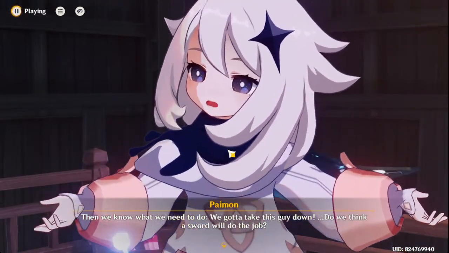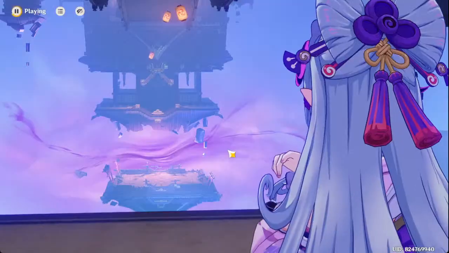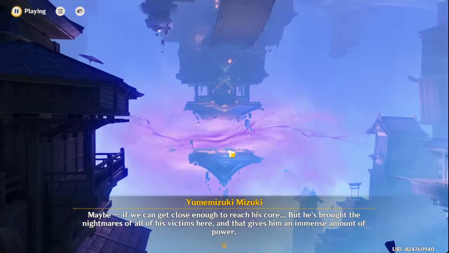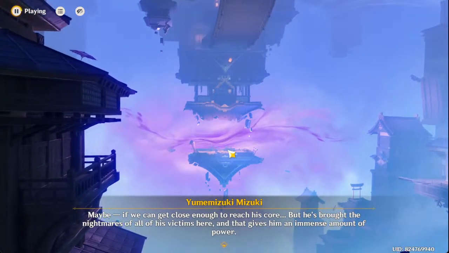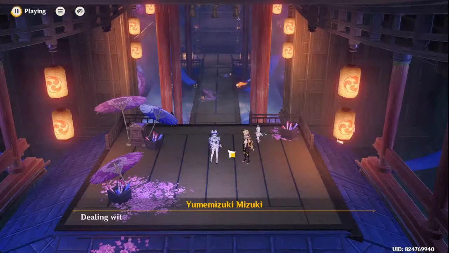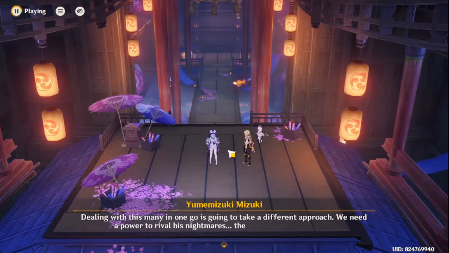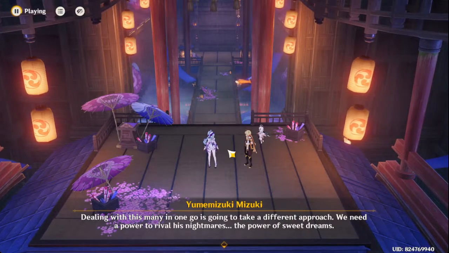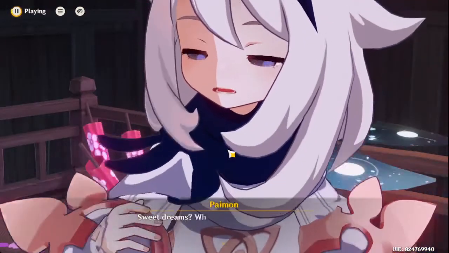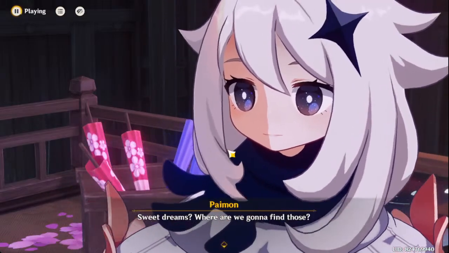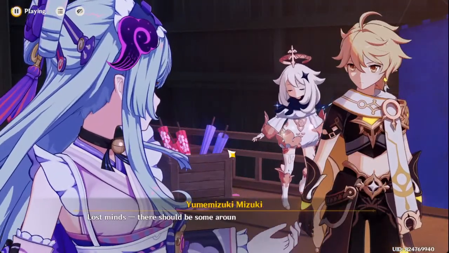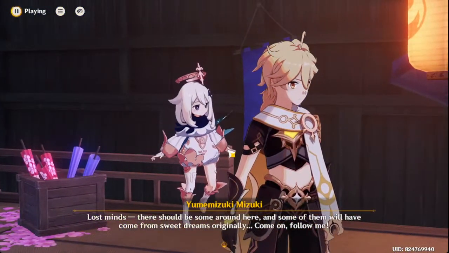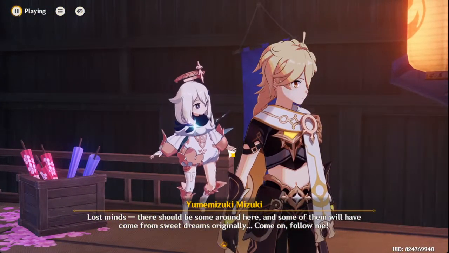Do we think a sword will do the job? Maybe, if we can get close enough to reach his core. But he's brought the nightmares of all his victims here, and that gives him an immense amount of power. Dealing with this many in one go is going to take a different approach. We need a power to rival his nightmares. The power of sweet dreams. Sweet dreams? Where are we gonna find those? Lost minds. There should be some around here, and some of them will have come from Sweet Dreams originally. Come on, follow me.